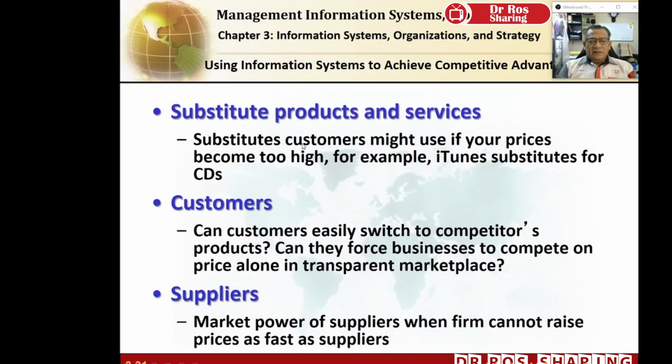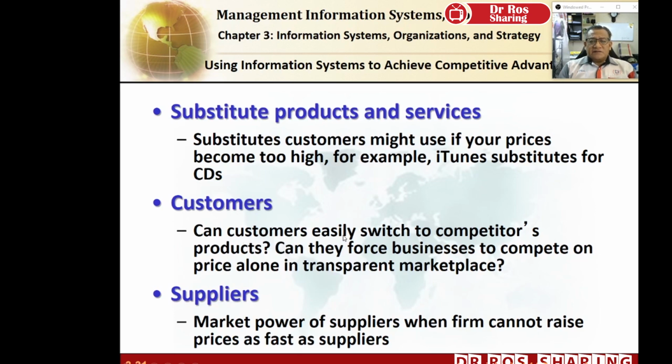On top of that, Malaysia Airlines also has substitute products and services, as I explained earlier. There are substitute services for Malaysia Airlines, served by perhaps Malindo Air, Firefly, or AirAsia, for example.